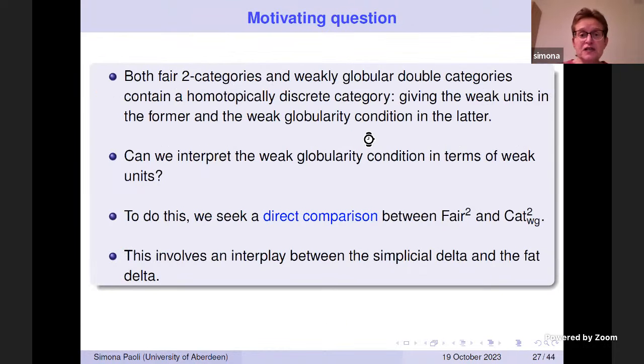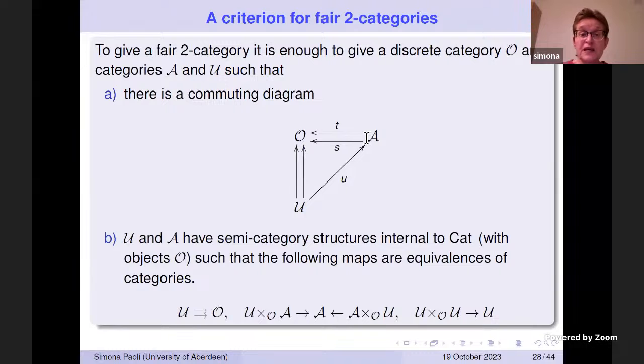And the criterion is the following. You give me a discrete category of objects, a category of arrows, a category of weak units, but we call it like that. These are just 3 categories of which O is discrete. A commuting diagram like this. Then you want to have semi-category structure on U and A with object O, such that these maps are equivalences of categories. If you have this, you have built a fair two category.